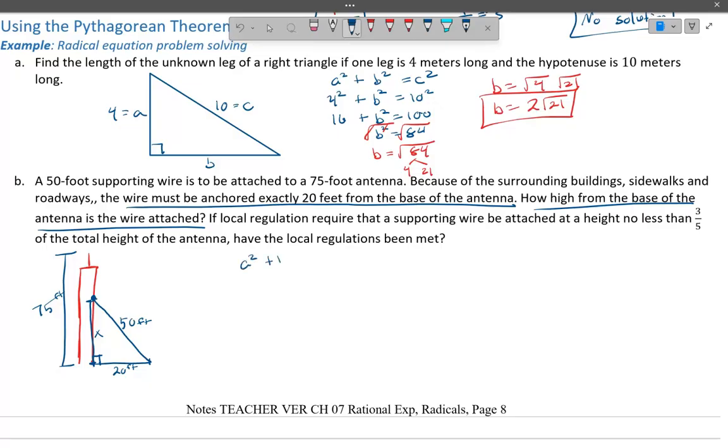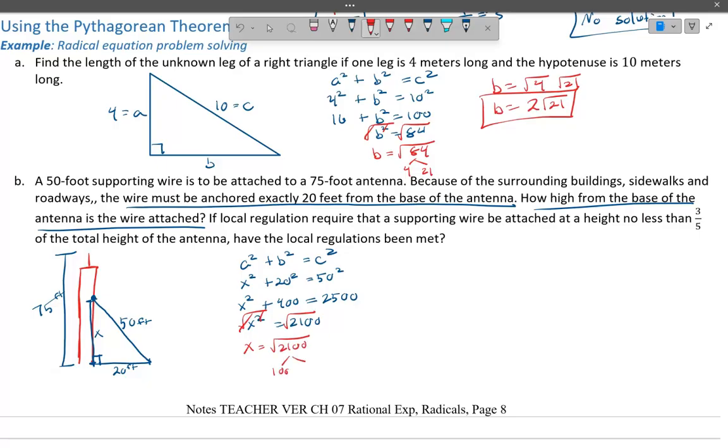So again, we can use our Pythagorean theorem. We'll say x squared plus 20 squared equals 50 squared. That's going to be x squared plus 400 equals 2500. So x squared equals 2100. To get rid of the exponent, we can take the square root of both sides. x is going to equal the square root of 2100.